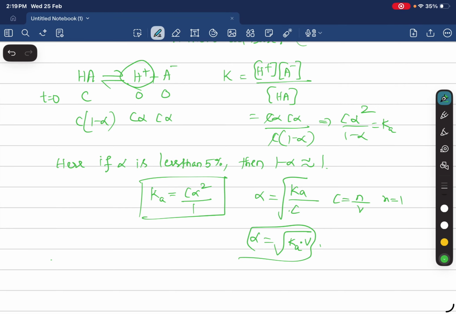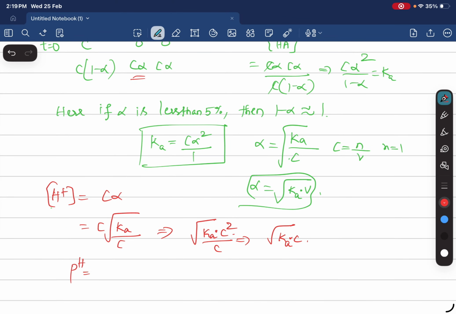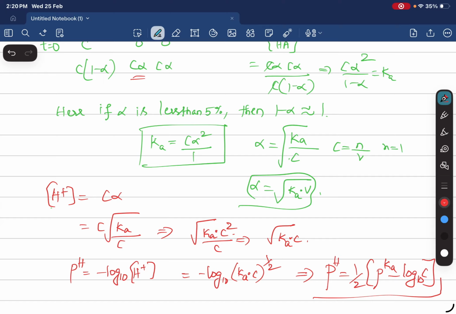Now H plus we can take as C alpha, so H plus equals C alpha, means C into under root Ka by C. If you write this, Ka into C, we get C square by C, that we can write as under root Ka into C. From this we can get the pH formula also. pH is negative log of H plus, right? So in place of H plus, negative log of Ka into C whole power half. So from this we get pH equals half into pKa minus log C. This is the formula used to find the H plus, the pH, for weak acids.